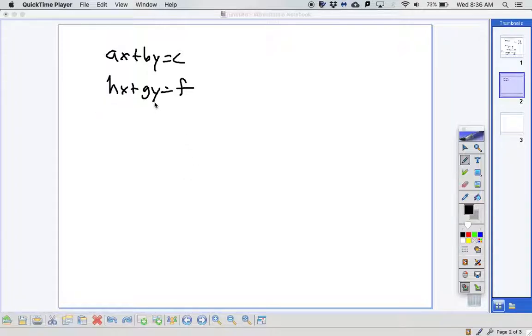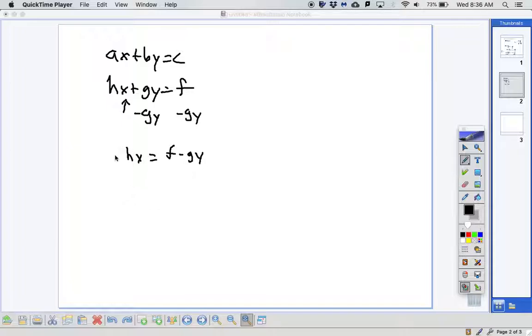So for substitution to solve for y, I need to get this solved for x, so I can plug it in up here. So we're going to take this and we're going to solve it for x. So this is a two-step equation. First thing I need to do to get x by itself is I have to move this thing. So we're going to just subtract gy from both sides. And this gives me hx is equal to f minus gy.